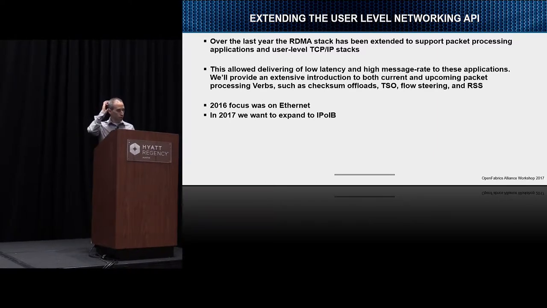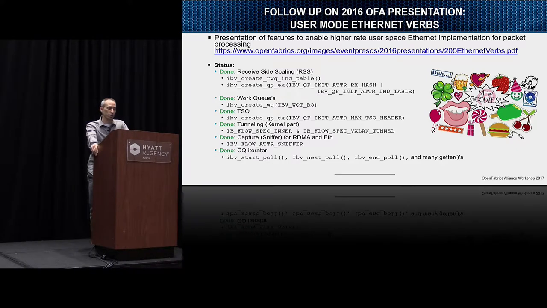So to follow up on the status of the Ethernet offloads and the Ethernet work we've done in 2006, and to follow up on the presentation I gave last year and what we've succeeded in pushing upstream. We've managed to push the Ethernet user mode Verbs RSS with the introduction of the receive work queue indirection table and the extension of the QP to support the indirection table and setting the RSS hash. The introduction of the new object of IBV work queue of the type RQ. So that allowed us to implement RSS with multiple receive queues, multiple work queues of type receive queue.